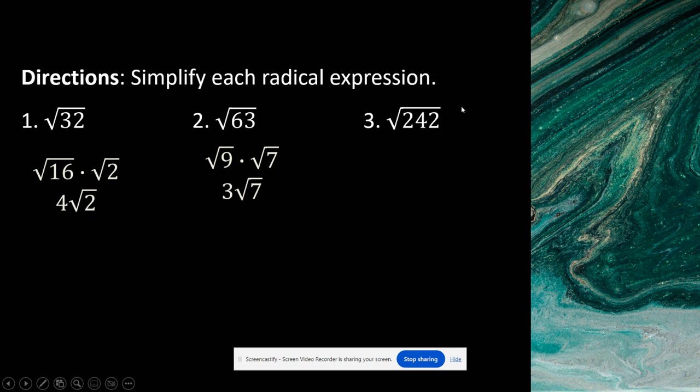Number 3, I have the square root of 242. Of course, 242 is not a perfect square, but we want to try and find out if there is a perfect square that goes into 242 evenly. Of course, 121 does. So I'd have the square root of 121 times the square root of 2, and hopefully we know what the square root of 121 is.